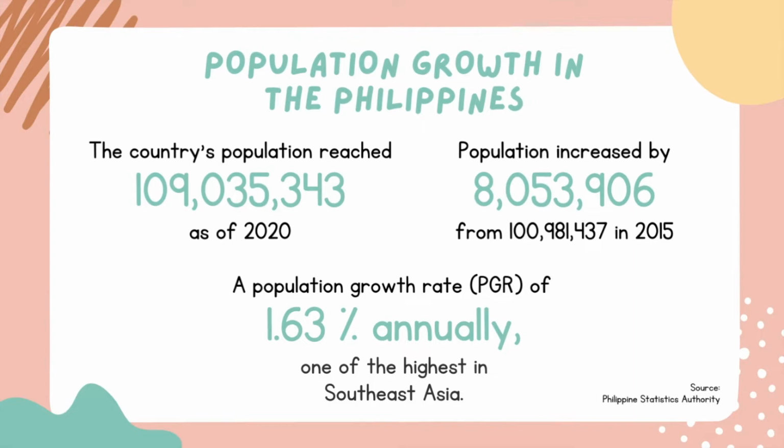109,035,343 as of 2020. The population increased by 8,053,906 from the initial 100,981,437 in 2015, for a population growth rate, or PGR, of 1.63% annually. With this annual trend, the country joins the top nations in Southeast Asia with high PGRs.